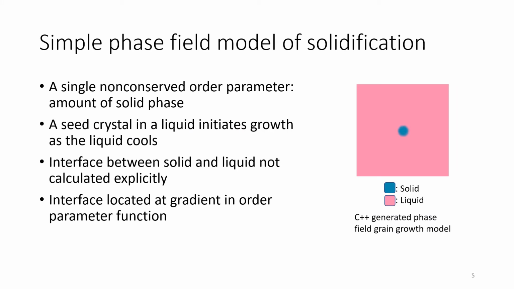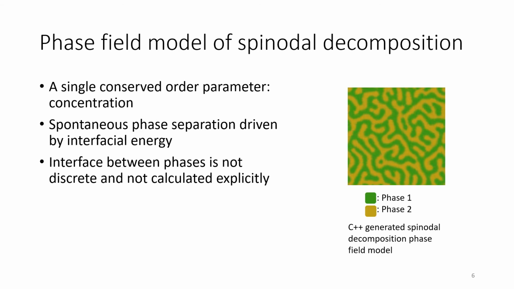I began by building a simple model of solidification, using a single non-conserved order parameter, the amount of the solid phase in the system. A seed crystal, in blue, in a liquid initiates growth as the liquid cools. The interface between the solid and the liquid is not calculated explicitly, and is instead located at a gradient in the order parameter. This means that there is, again, a diffuse boundary, not a discrete boundary, making it mathematically less complicated. Then I developed a model of spinodal decomposition, again using C++.